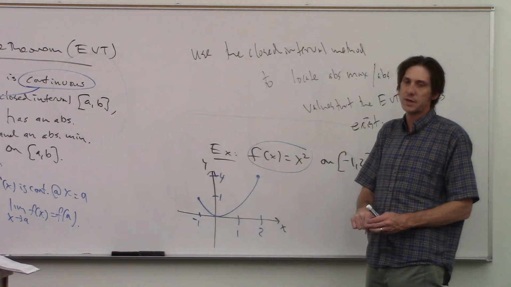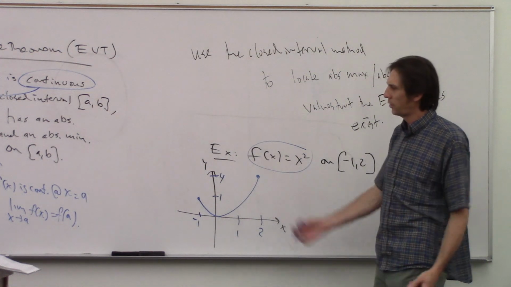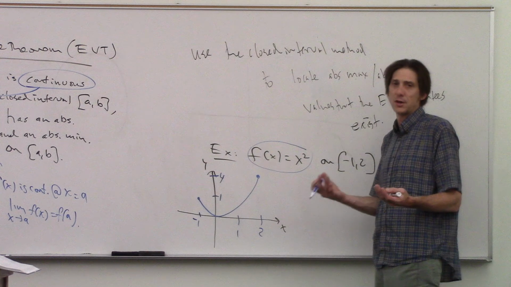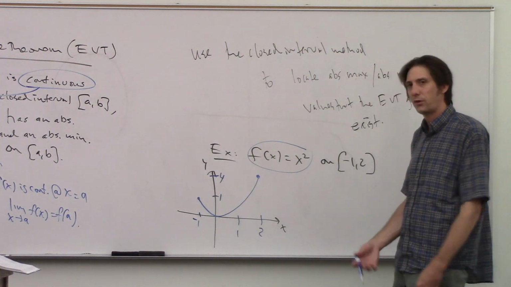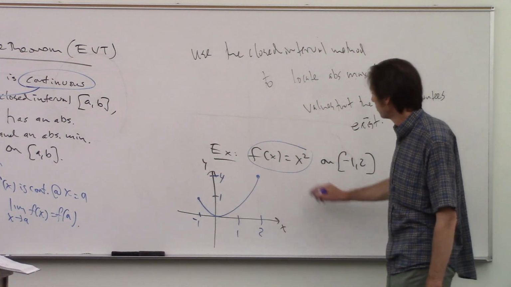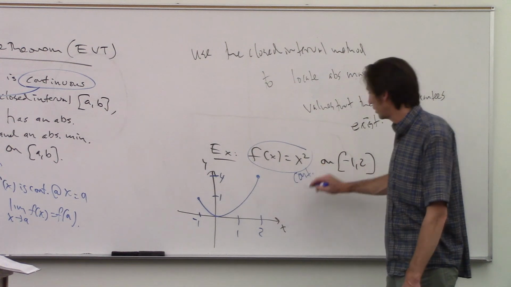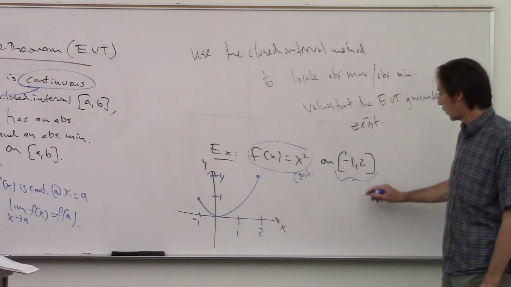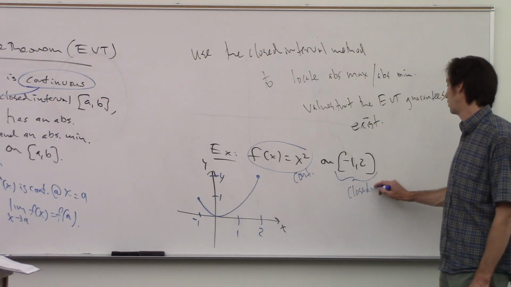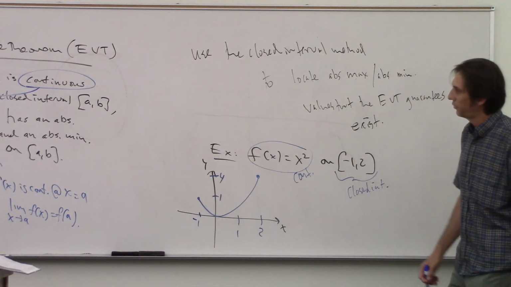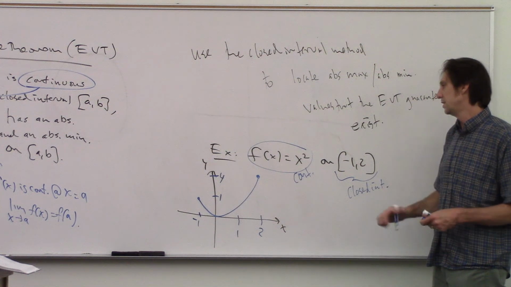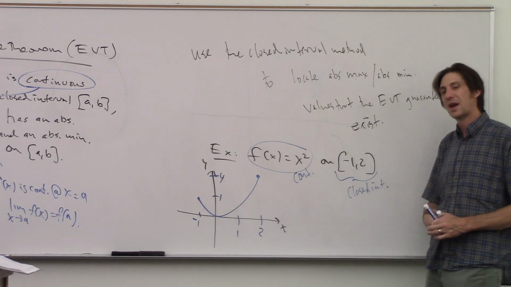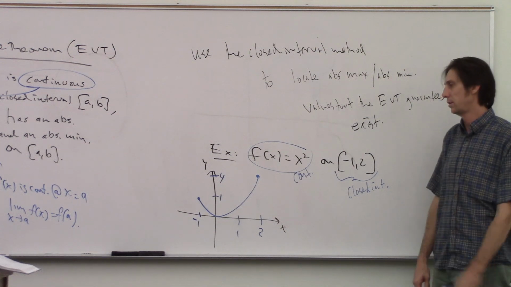polynomials are continuous everywhere. Another type of function that's continuous everywhere that it's defined is a rational function. In other words, a quotient of two polynomials. So x squared is continuous. The interval -1 to 2 with those square brackets is a closed interval. And so the EVT guarantees that with this example, I have to have an absolute max and I have to have an absolute minimum value.